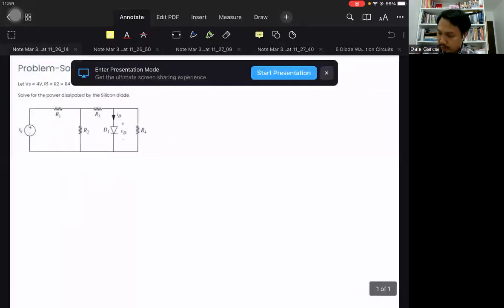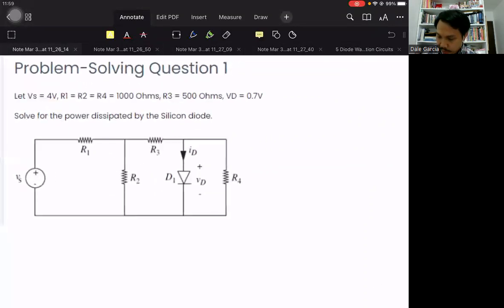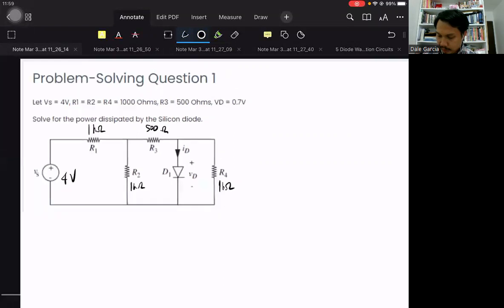Let's start with question number 1. Given this circuit, let Vs be 4 volts. R1, R2, and R4 are all 1K, and R3 is 500 ohms. Our diode is silicon, so the voltage drop is 0.7. Solve for the power dissipated by the silicon diode.